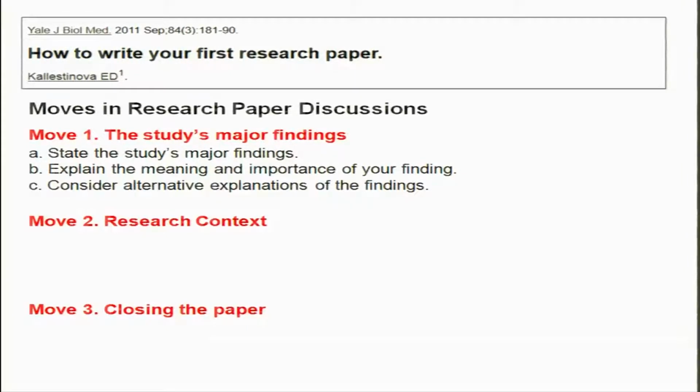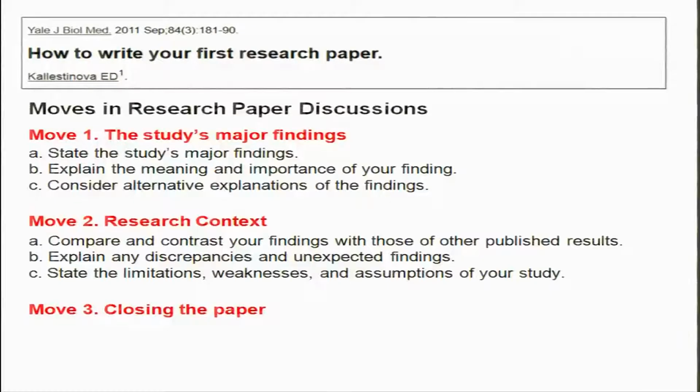Explain the meaning and importance of your finding. Consider alternative explanations. You may say that this is what happens, possibly, but you cannot rule out the other one. You may better say the other one is also possible, that you have not tested. You have not tested, therefore you cannot say that it doesn't exist. So alternative explanations are required when you interpret your results.